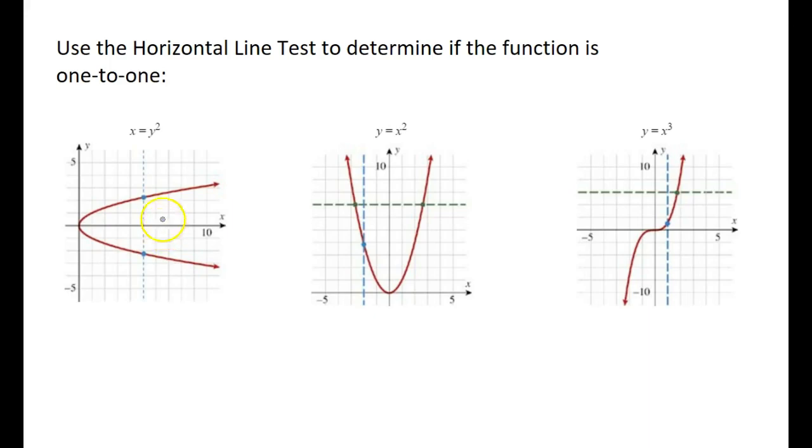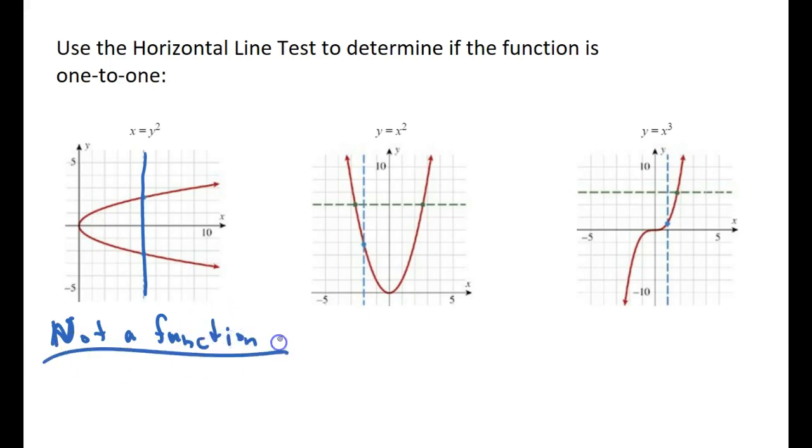Here is x equals y squared. Well, guys, look, this fails a vertical line test, so this isn't even a function. So it's not going to have an inverse if it's not a function to begin with. That's not a function. My handwriting is terrible here.